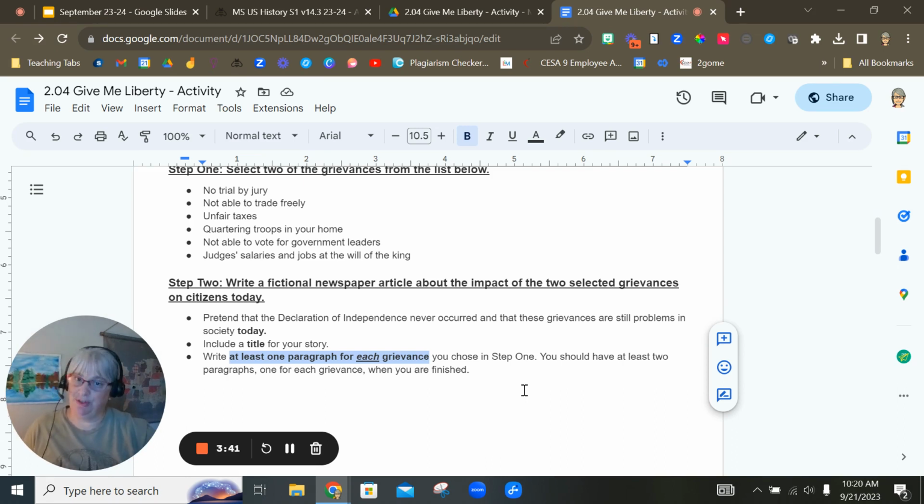Paragraphs mean more than 2 sentences. People always ask me, how many sentences is a paragraph? It's as many as you need to describe what you're talking about, but it definitely needs to be at least 3-4 sentences. At least. It can be more than that. Paragraphs and sentences mean capital letters at the beginning, ending marks at the end. That is an important part of an article that's being written.